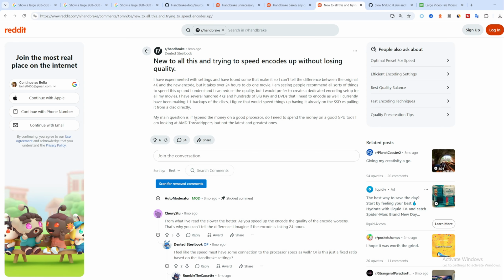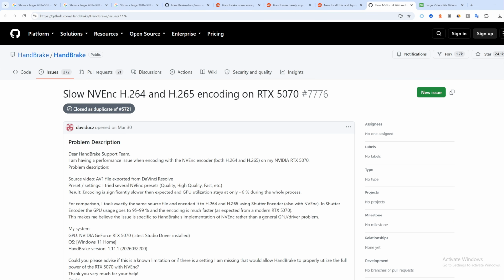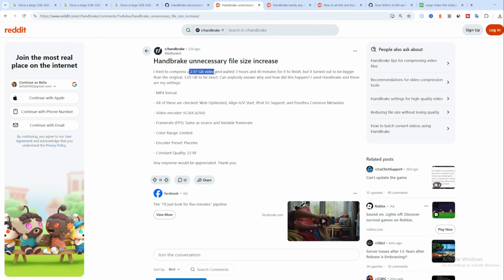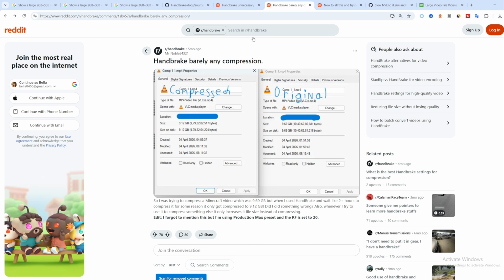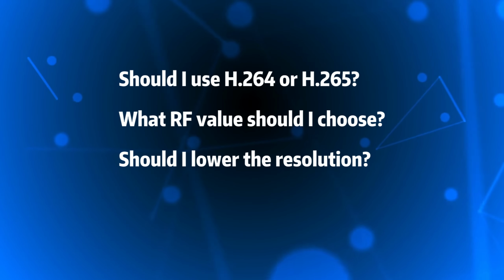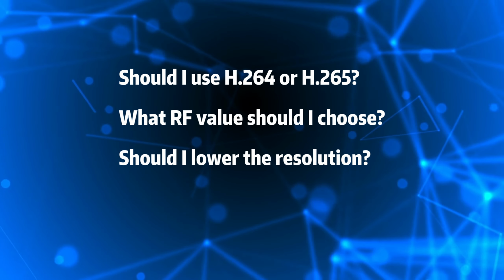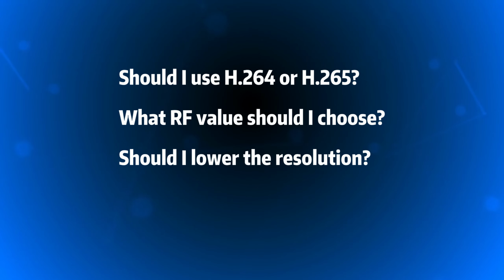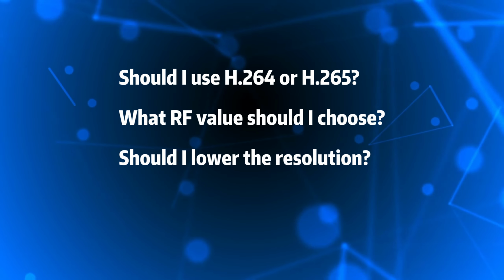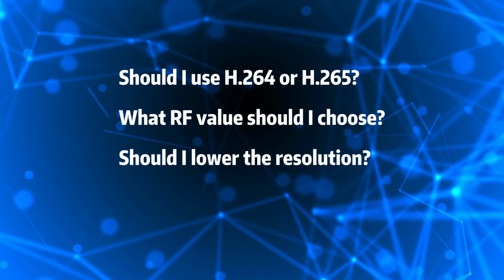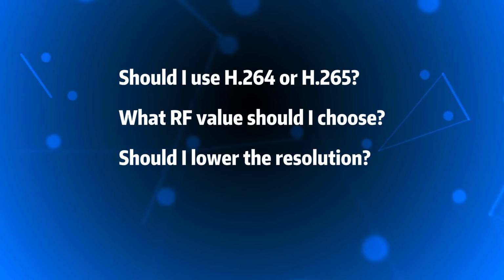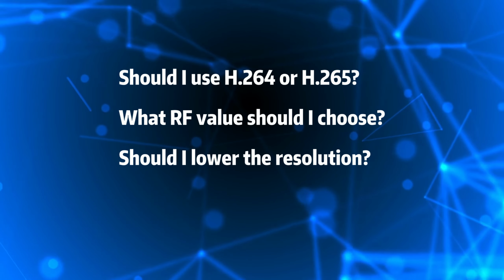But here's where things can get frustrating. Some HandBrake users have reported waiting hours for an encode, only to find that the final file is almost the same size, or even larger. Others struggle with questions like, should I use H.264 or H.265? What RF value should I choose? Should I lower the resolution? If all you want to do is make a video smaller, you may not want to spend time experimenting with RF values, encoders, and presets.